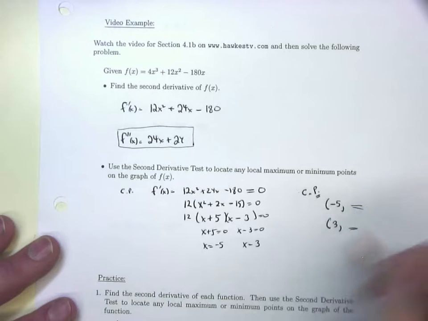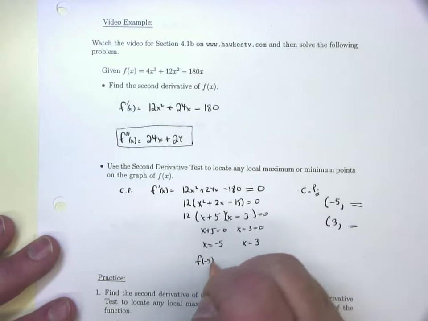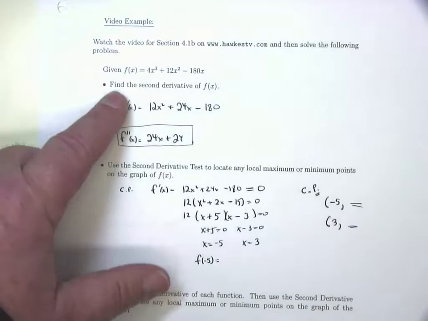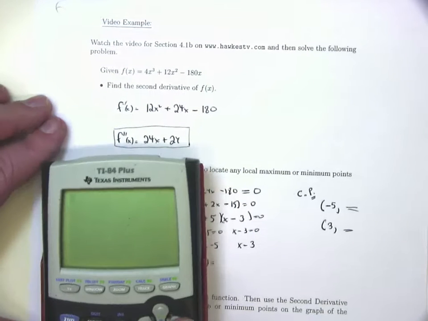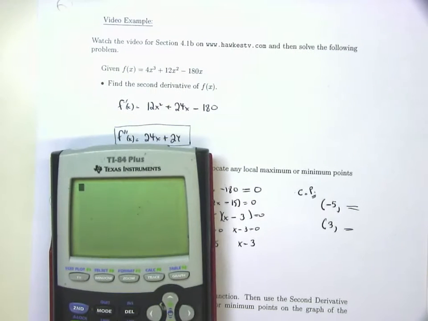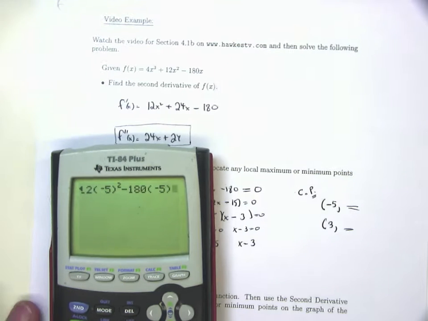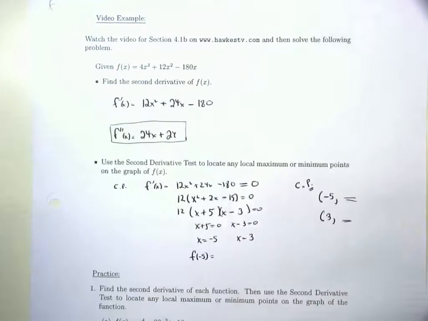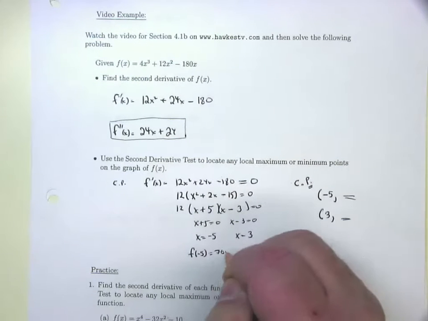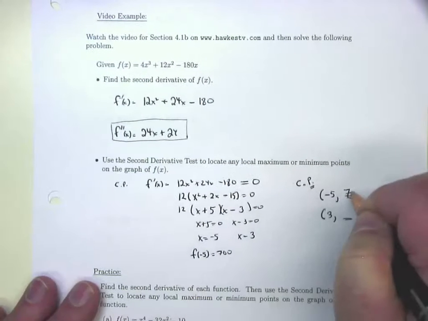What am I going to do? I'm going to do f of -5, and I'm going to literally use my calculator, plug it in here, and I'm going to use f of 3. So here we go, f of -5. That'll be 4 times -5 cubed plus 12 times -5 squared minus 180 times -5. I'm literally just plugging in on my calculator to get the y coordinate, 700. So the point is -5 comma 700.